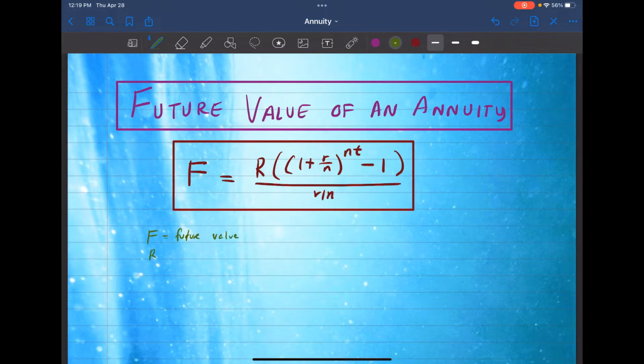And this R, big R, is going to be representing the periodic payment. And little r, it's the same r from compound interest, so it's the interest rate. And n is going to represent the number of times an interest is compounded.